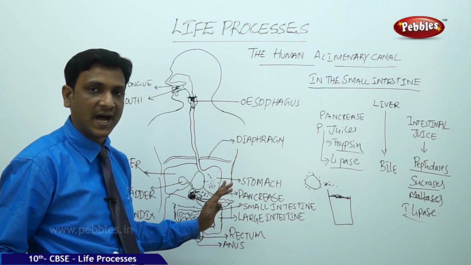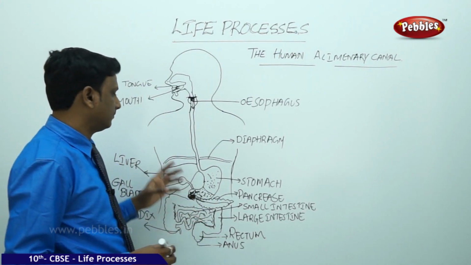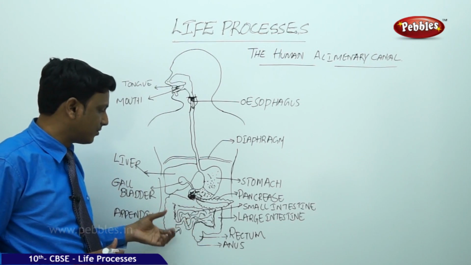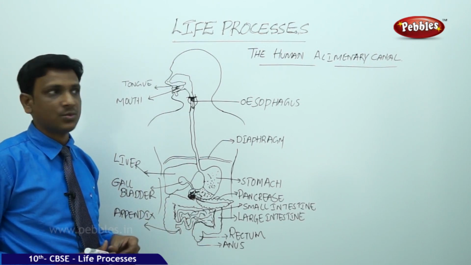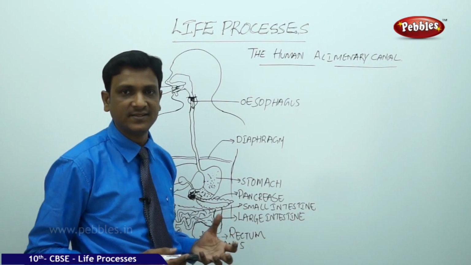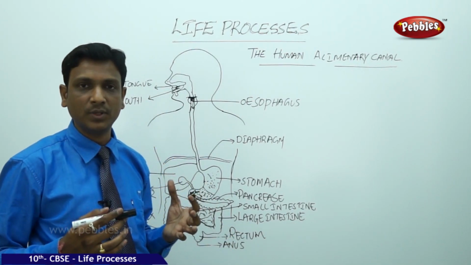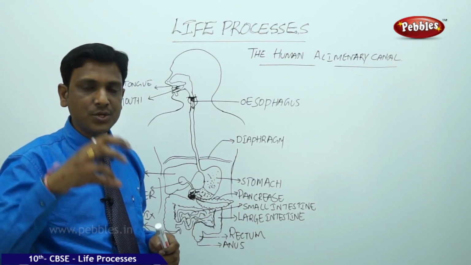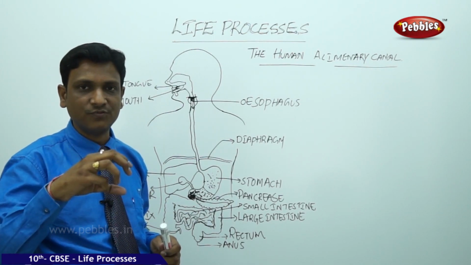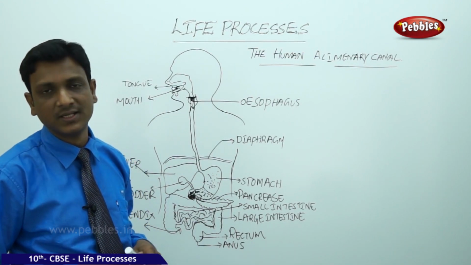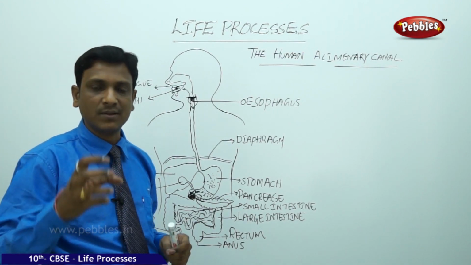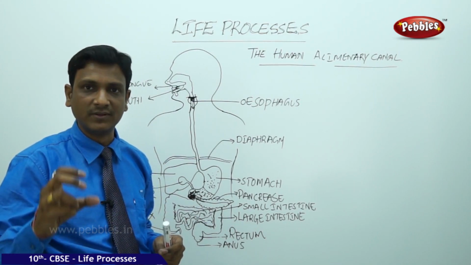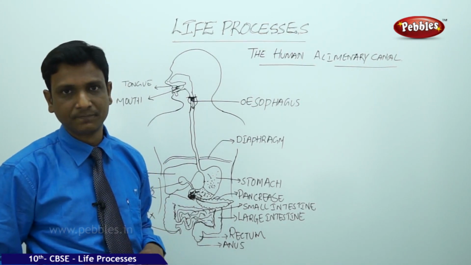Now what happens to the undigested food? The undigested food is sent into the large intestine. So what about the digested food? The food is digested and made into a very small, simple and absorbable form in the small intestine. Now, the nutrients from this digested food are absorbed into the bloodstream, the blood circulation, because blood has to transport the nutrients to each and every cell for maintenance, for repair and for other purposes.